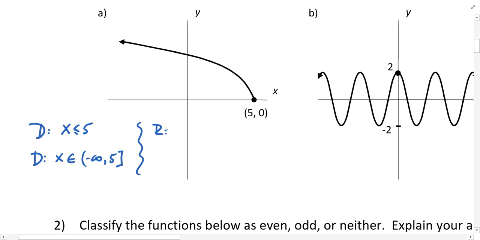As far as our range goes, now we're talking about the y values and what y values are associated with this graph. Again, it looks to me like the y values start at 0 and then they increase upward. Any y value that's bigger than or equal to 0 will be represented inside this graph. So we could say that our range is all y values that are greater than or equal to 0. Or in other words, we might say that the y values must be an element of the interval of numbers from 0 to infinity.